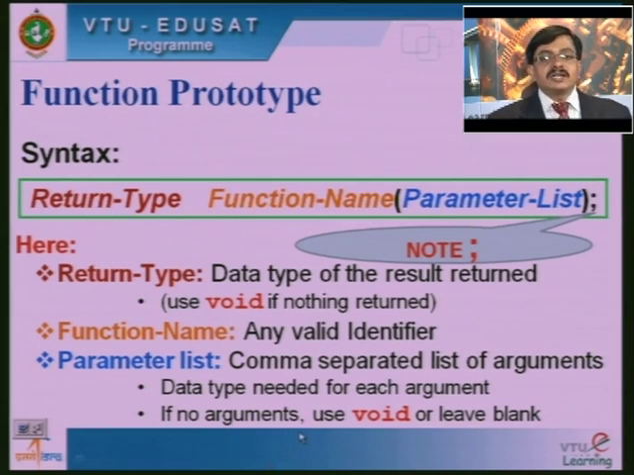And if no arguments are used, then we can use void, or leave a blank space. If you are not mentioning any parameter list, it means that the function is not taking any parameter. That can also be mentioned by writing void there. Note that it has to end with a semicolon. This is a function prototype or a function signature, also called function declaration.